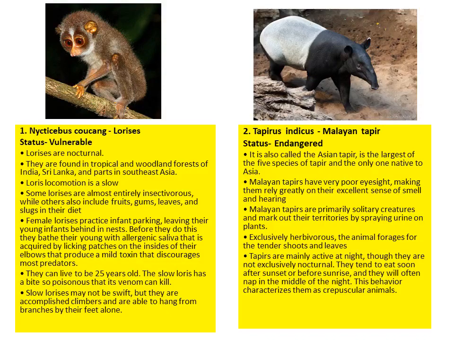Second is the tapir. It is an endangered individual, also known as the Asian tapir. Malaysian tapirs have very poor eyesight, so they rely upon their sense of smell and hearing. They are solitary creatures, herbivorous, and feed on tender shoots and leaves, active at night. Or you can say that they tend to eat soon after sunset or before sunrise, and they will often nap in the middle of the night. So their behavior can be known as crepuscular.